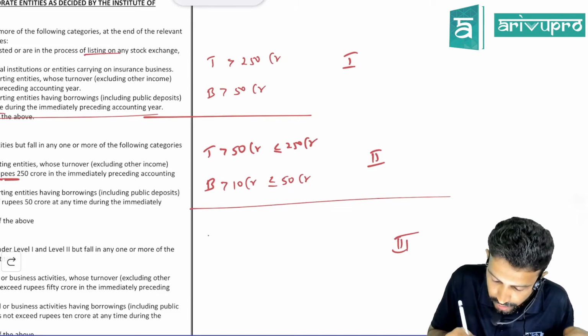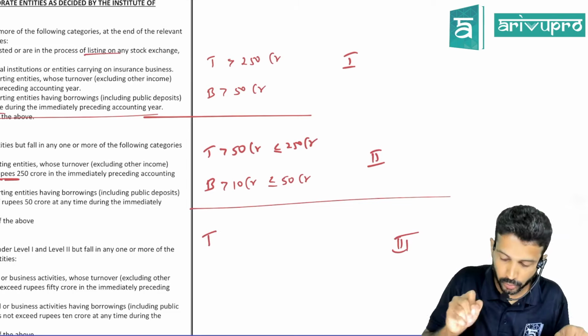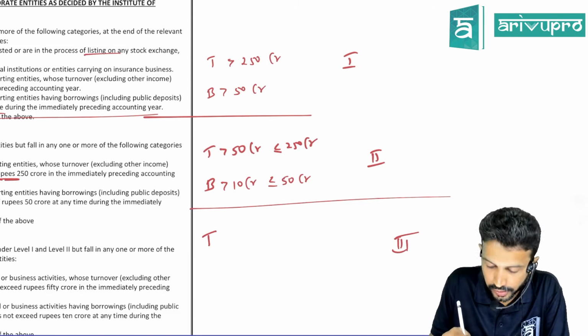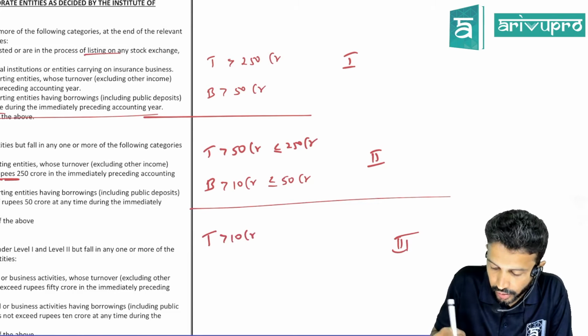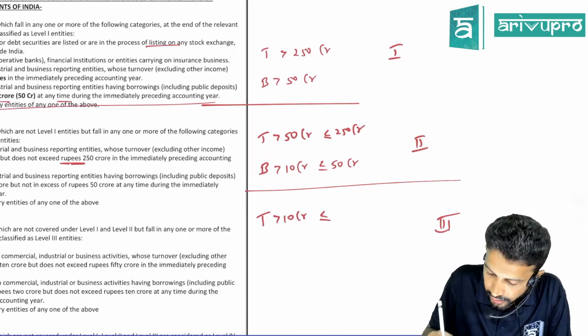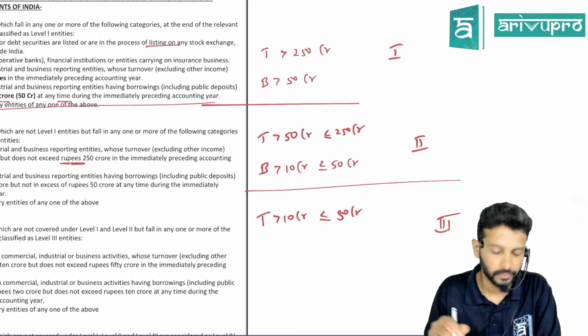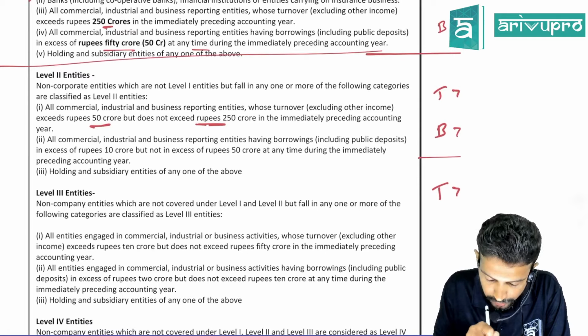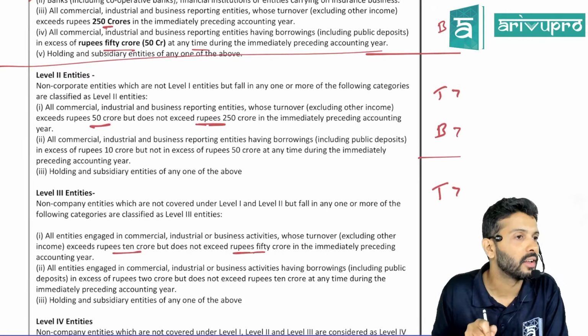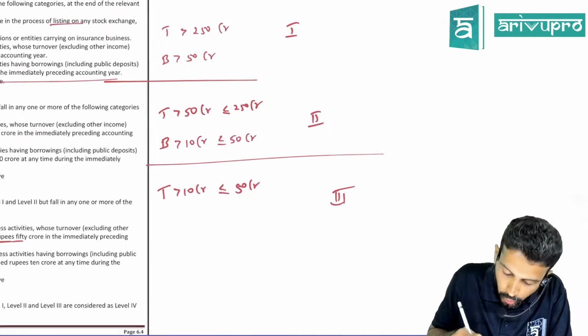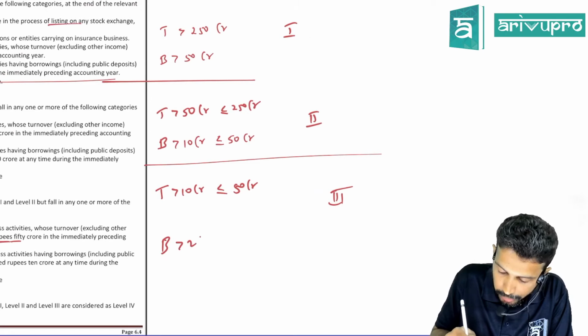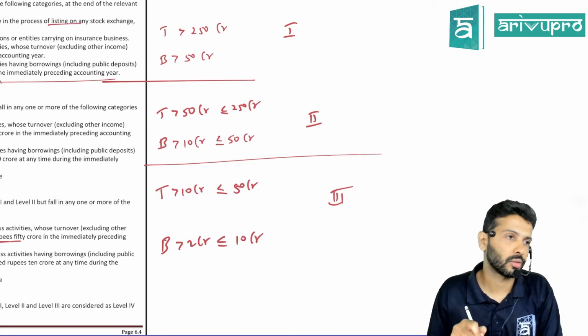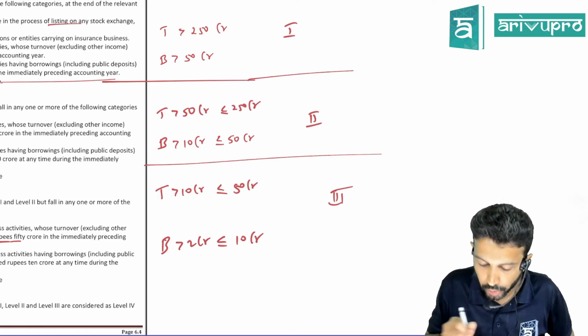For level 3, what is the borrowing limit for level 2, sir? 10 crore. That becomes the turnover limit for level 3. So here, draft the equation for me. Turnover should exceed 10 crore, but it will not exceed 50 crore. That is the level 3 turnover limit. And borrowing exceeds 2 crore, but does not exceed 10 crore. These are the limits you are expected to remember, people.